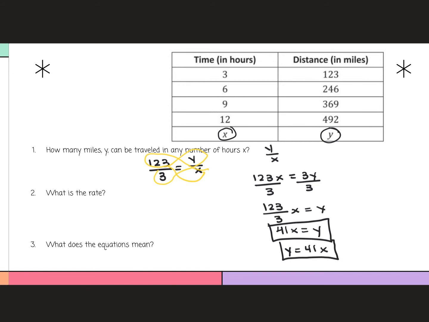To determine how many miles y can be traveled given any number of x hours, we can use the equation y equals 41x. In this, our rate is going to be 41. That's our unit rate, so it's the miles per hour. Let me add that in.